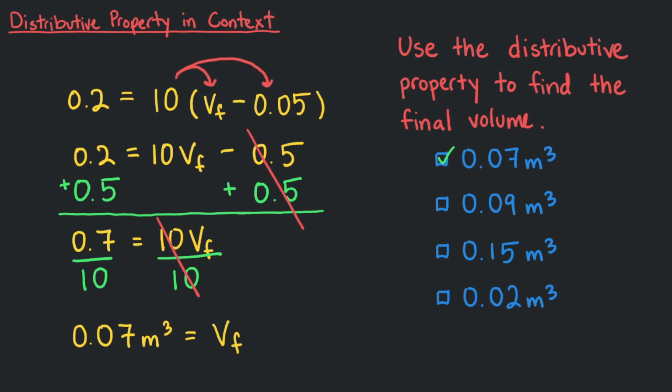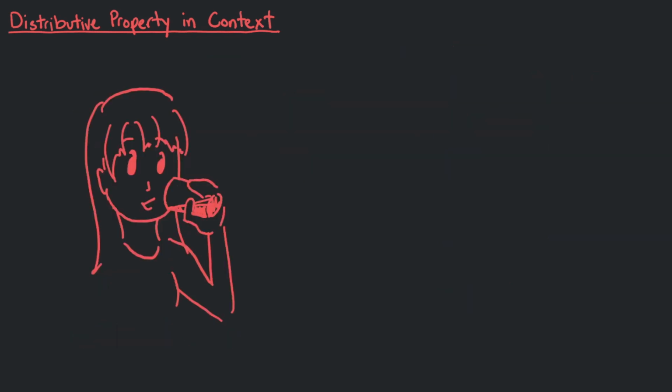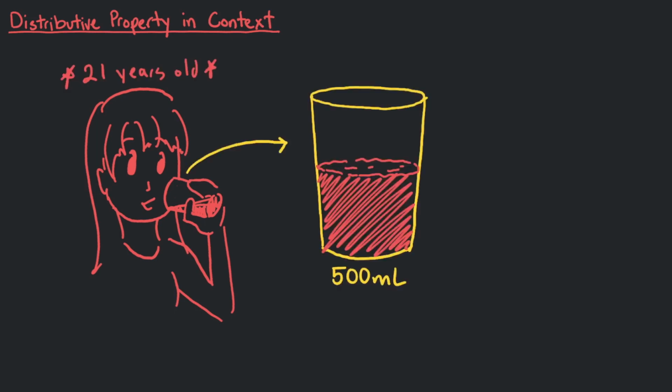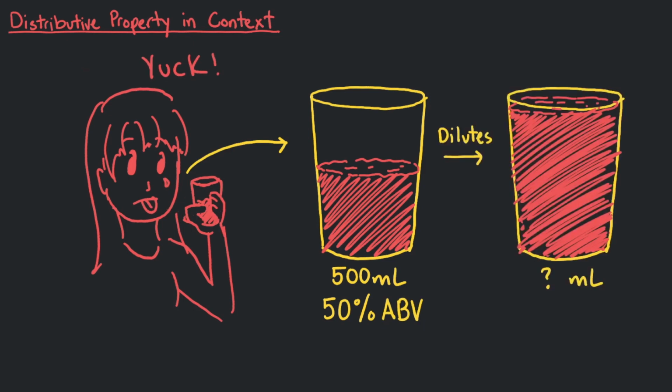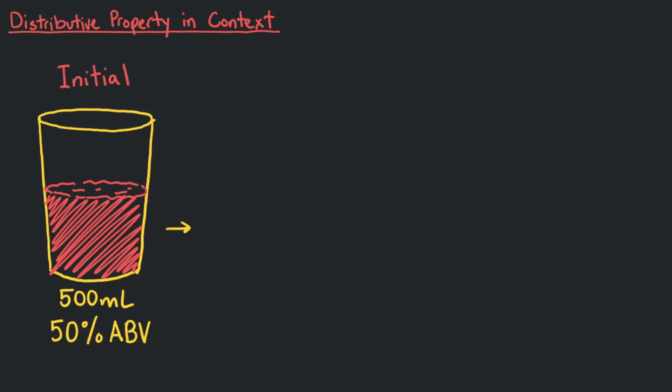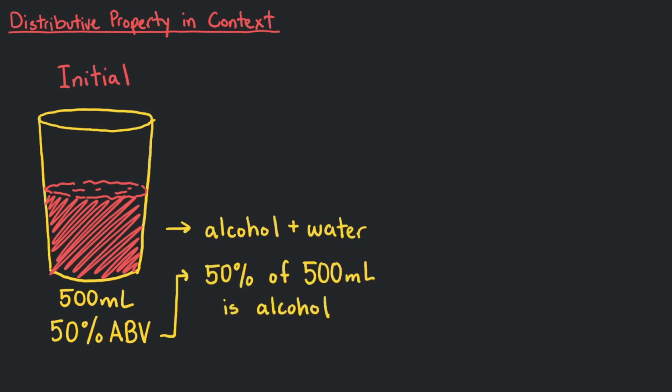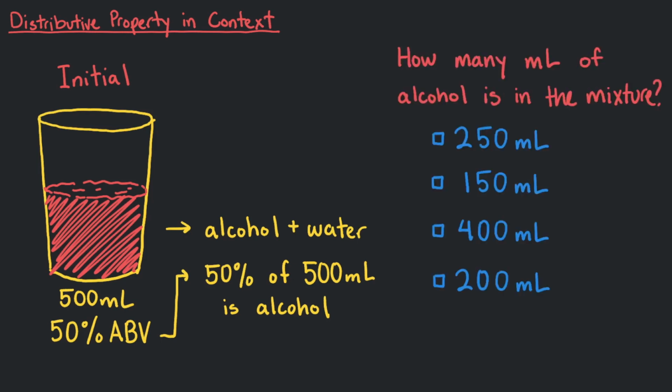Now, let's look at a trickier word problem that involves a bit more understanding of the situation. Rebecca is 21 years old, and she is of age to have 500 milliliters of vodka with 50% alcohol by volume, ABV. However, it's too strong for her, and she dilutes it to 25% ABV. How much water did she add? Originally, Rebecca has a mix of alcohol and water in the 500 milliliters. If we know that 50% of this mixture is alcohol, how many milliliters of alcohol is in the mixture?